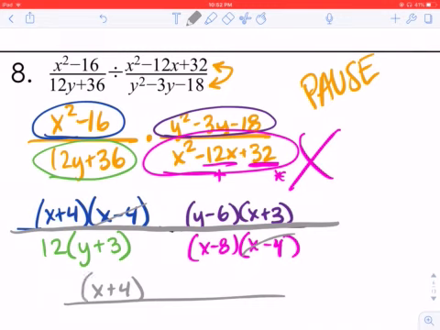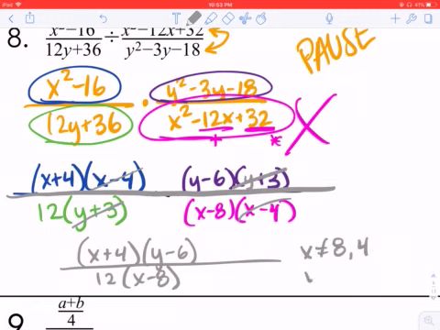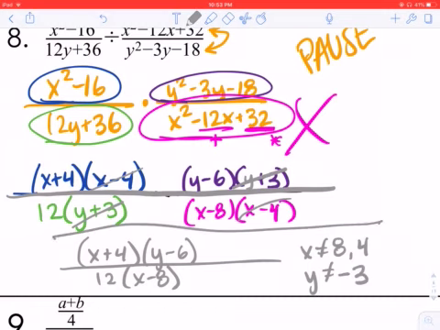Oh, sorry, y'all. Looks like I made a small mistake right here. That should not be an x. That should be a y, which means that y plus 3 and y plus 3 would cancel. So I have x plus 4 and y minus 6 on top. I have 12 and x minus 8 on bottom. X, of course, is not allowed to be 8 or 4. Y is not allowed to be negative 3. All those pieces go together.